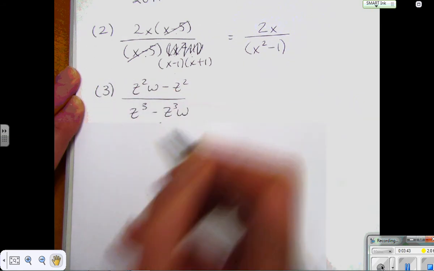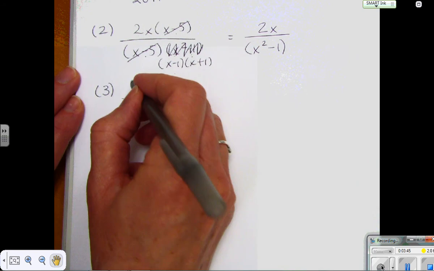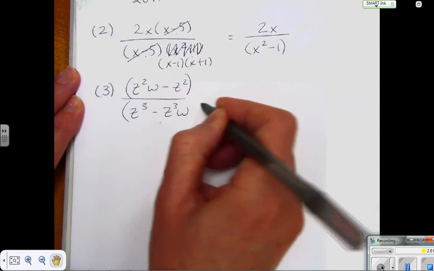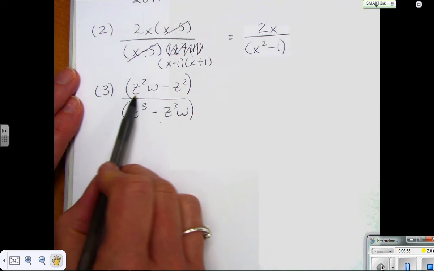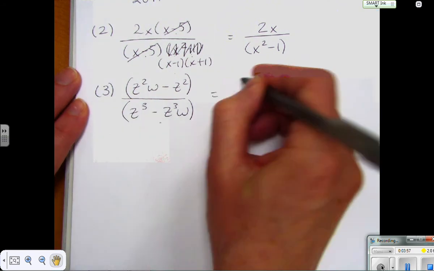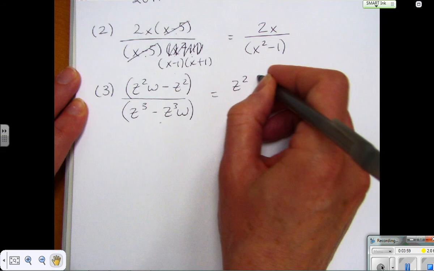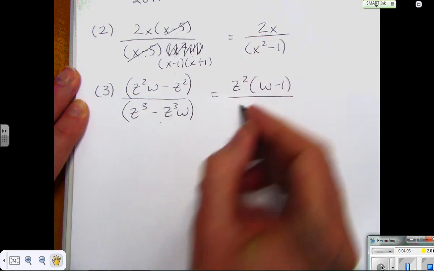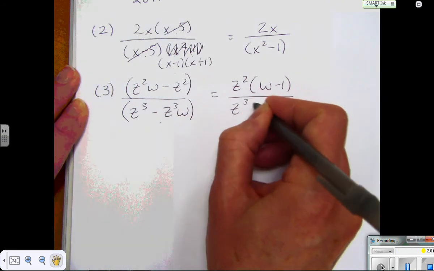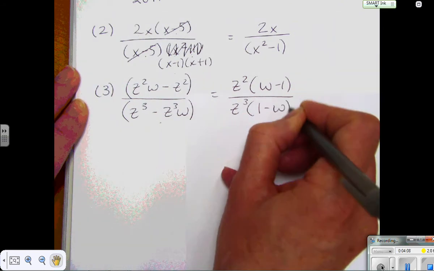Okay, so this one, I'm subtracting in the numerator and subtracting in the denominator, so you have to keep those values together. You have to factor things out that they have in common. The numerator, I have a z squared in common, so I can take z squared out, and I'm left with w minus 1. In the denominator, I can take a z to the third out, and I'm left with 1 minus w.